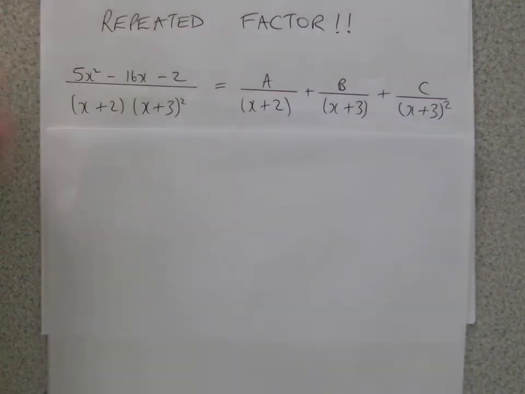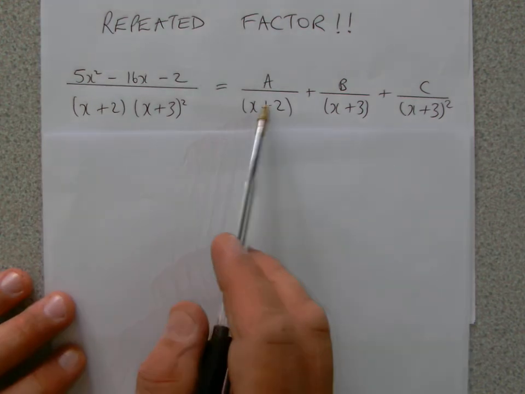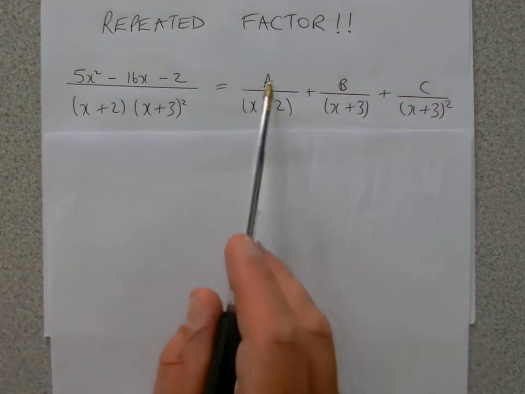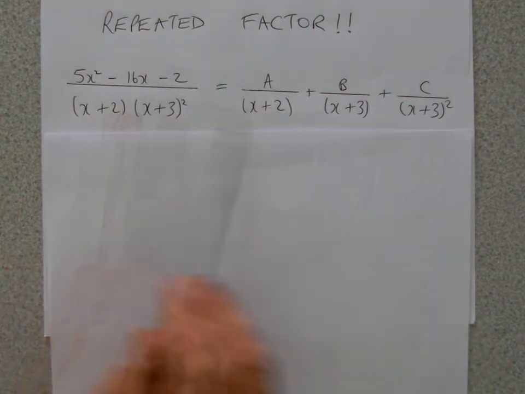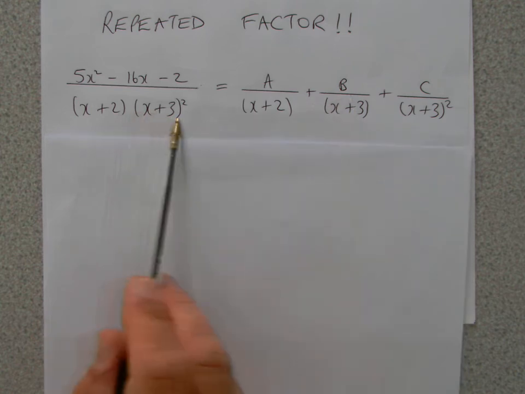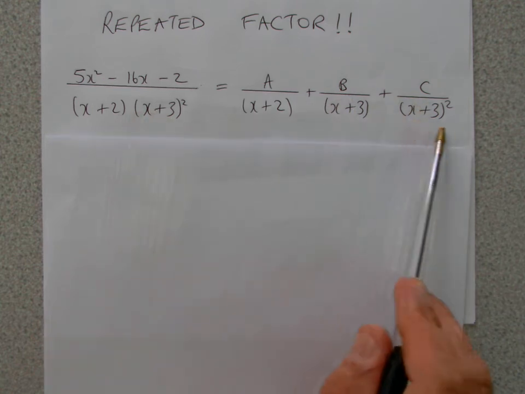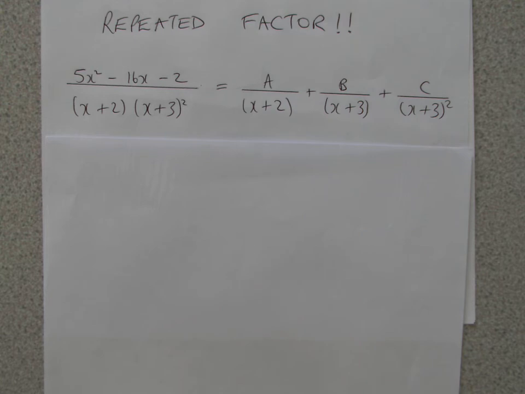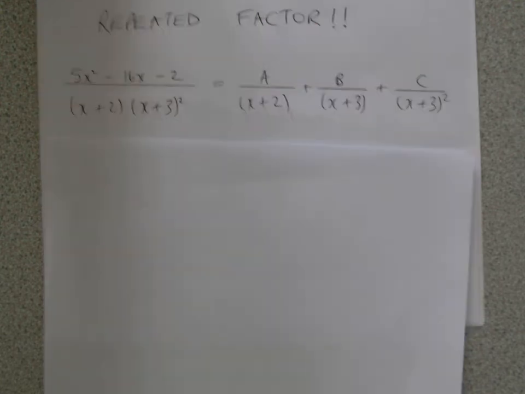What you must do is as follows. You must split it up into a, b, c, but it'll be a over x plus 2, plus b over x plus 3, which is the factor here, and then plus c over x plus 3 all squared. So that's the approach you always take. So let's look at this question here.